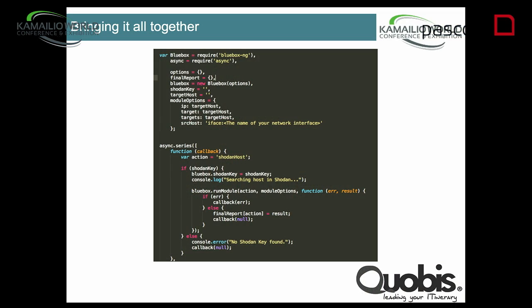Okay, and the other approach could be to do our own. This is a very basic example where we just require the Bluebox-ng module. We define some parameters like the Shodan key, the target host, and so on. And then we use an async JavaScript library to do the execution of our code sequentially.